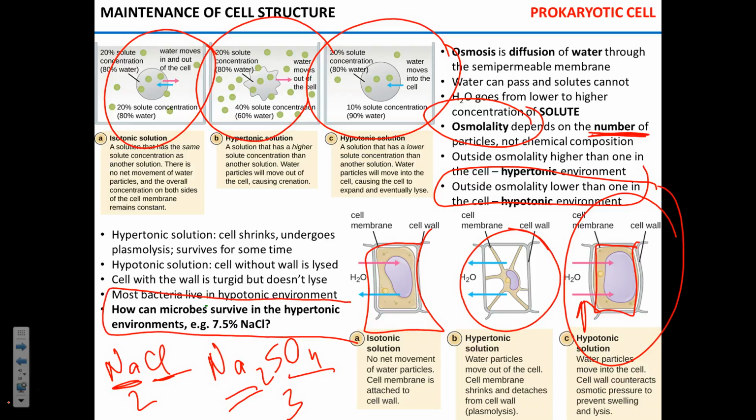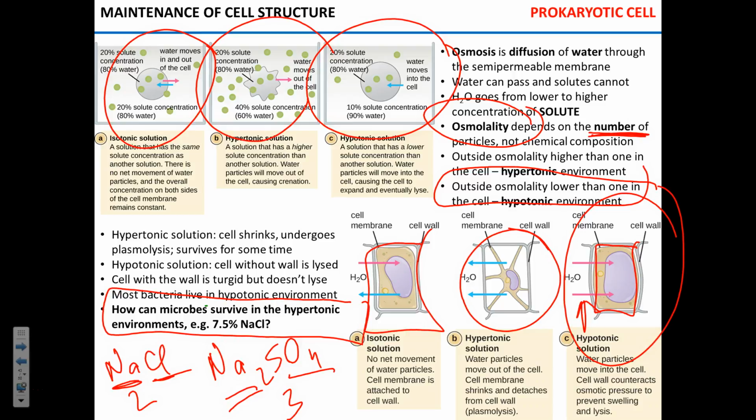Well, some can live in a hypertonic environment. We just talked about Staphylococcus that can survive at 7.5% sodium chloride. And that's not all. Dead Sea. You've heard about the Dead Sea in Israel? You can't possibly drown. You can die, but you can't drown, because the salt concentration is so high, it keeps your body afloat. There are microbes that live in the Dead Sea.